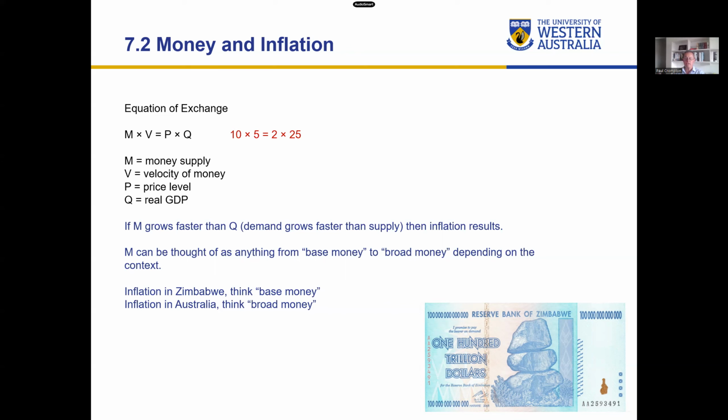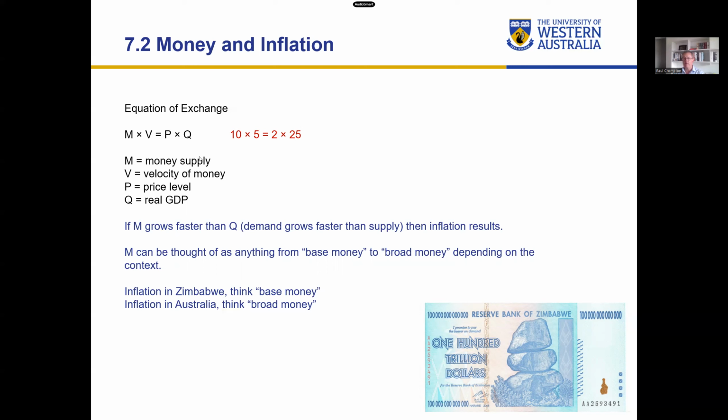But let's just abstract, step back, and think about this equation using the following simple example. Let's imagine we've got a small economy, and the economy produces 25 chocolate bars a year. It's the only thing it produces. And each chocolate bar sells in the marketplace for $2. The total value of output in that economy over that year will be $50.